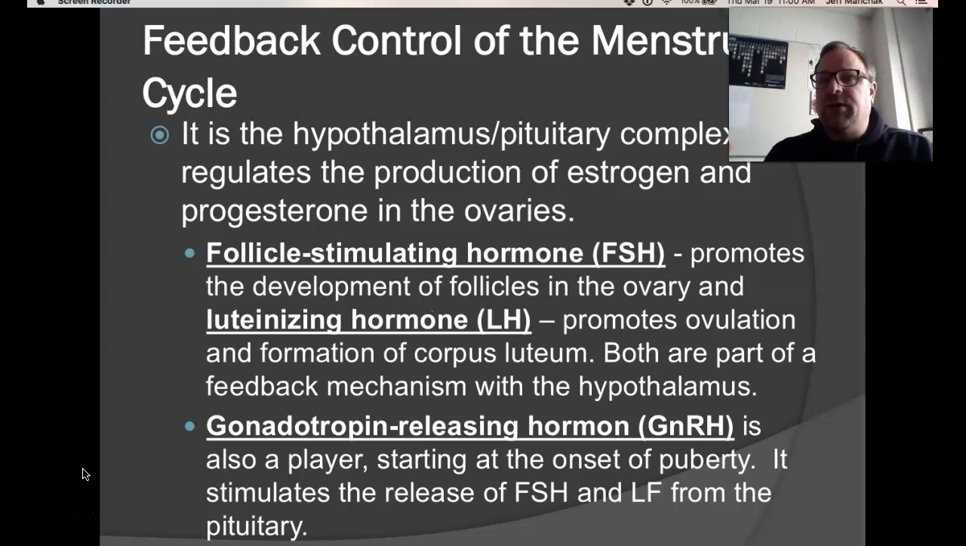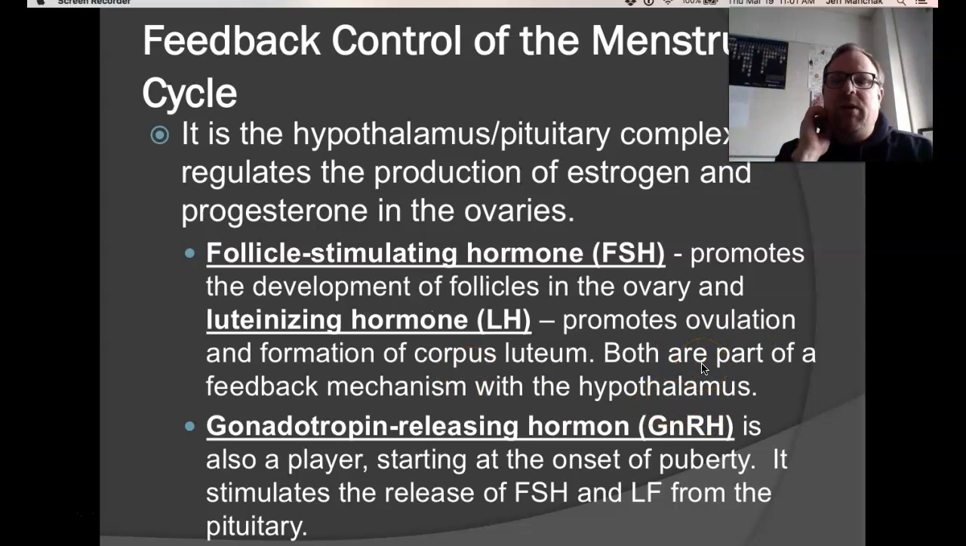It starts being released at the onset of puberty, and it then stimulates FSH and LH to be released from the pituitary. Remember, follicle stimulating hormone promotes the development of follicles in the ovary, right? Follicles, think ovary, please. And then luteinizing hormone, think about that as promoting ovulation and the formation of the corpus luteum. Luteum, luteinizing, make that connection.